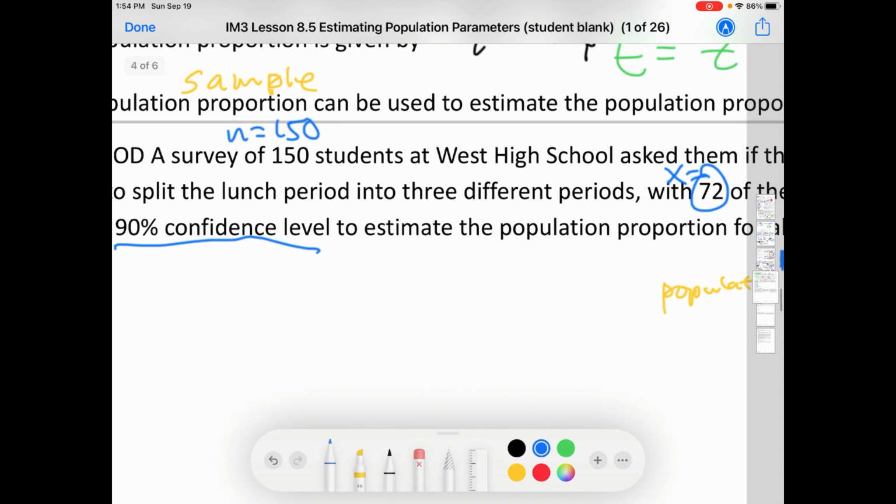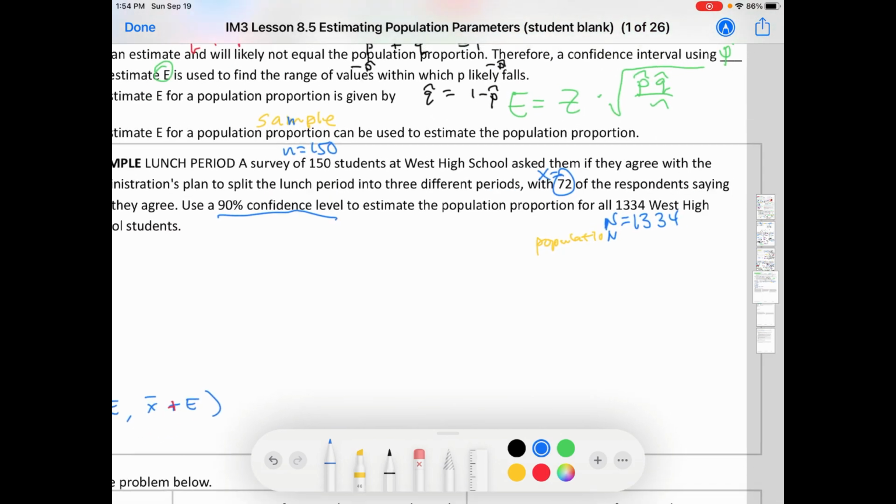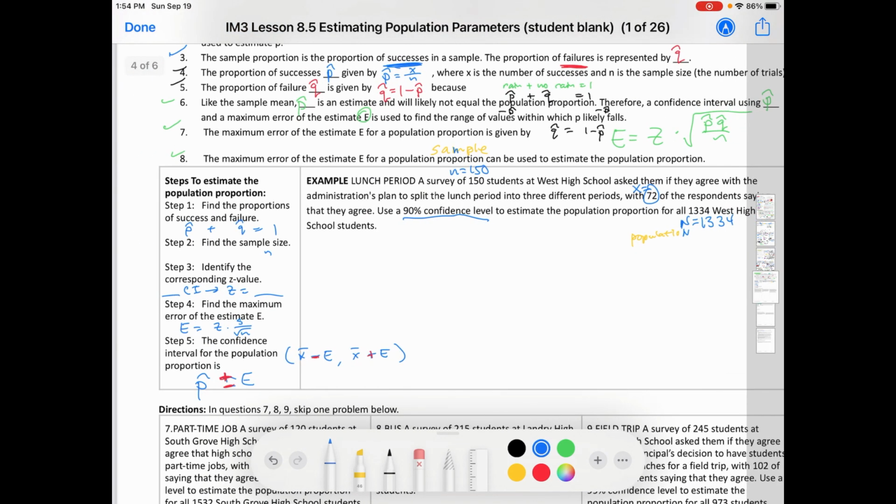So sample, lowercase n, and population, capital N, because that tells you everything. Okay, so what do we need to know? We need to know what success is. Success in this problem, let's just define it.